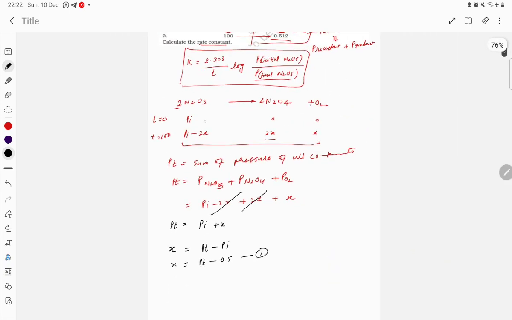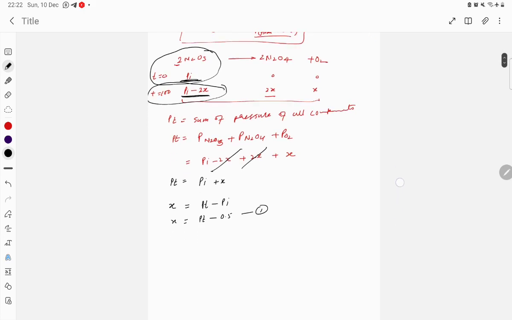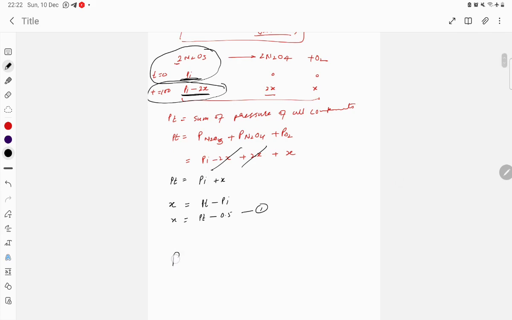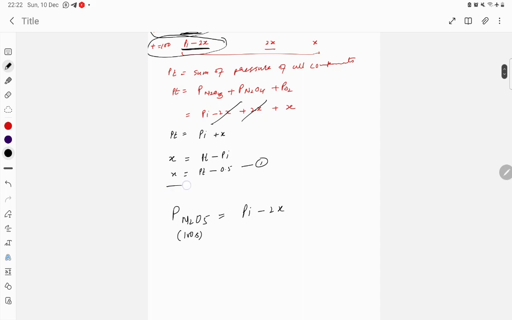Here in the equation, this is the initial pressure and this is going to be the final pressure. These values are required to solve the problem. So let us see. P of N2O5, at what temperature you are looking, at what time you are looking, 100 seconds. So what we were writing, Pi minus 2x, the x value you need to plug in here. So Pi minus 2 times the x value. So what will be there, student? Pt minus 0.5, solve it.